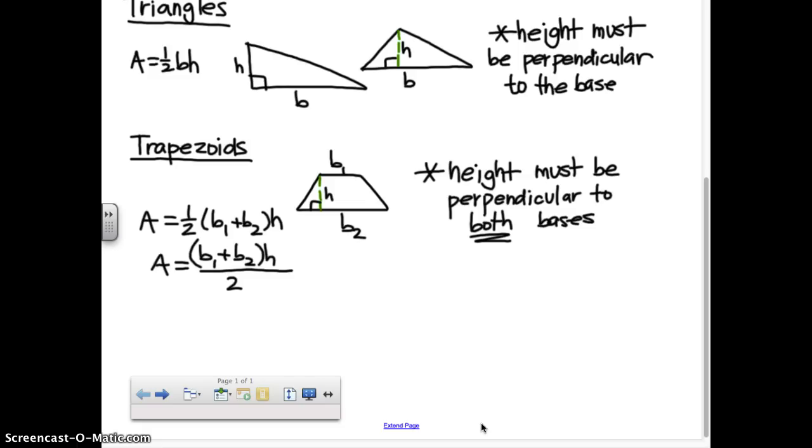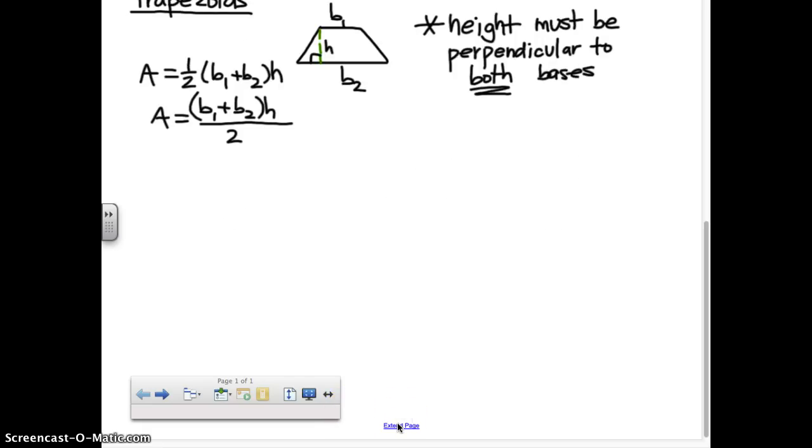So, we've hit rectangles, parallelograms, very similar. We've hit triangles, trapezoids, very similar. Now we're going to talk rhombuses and kites, which are, again, very similar. Let's talk rhombuses first.